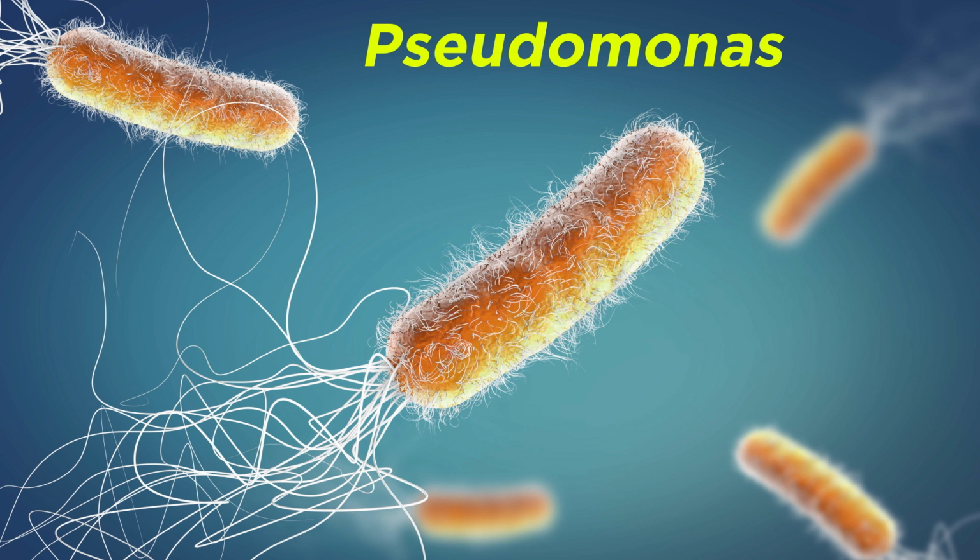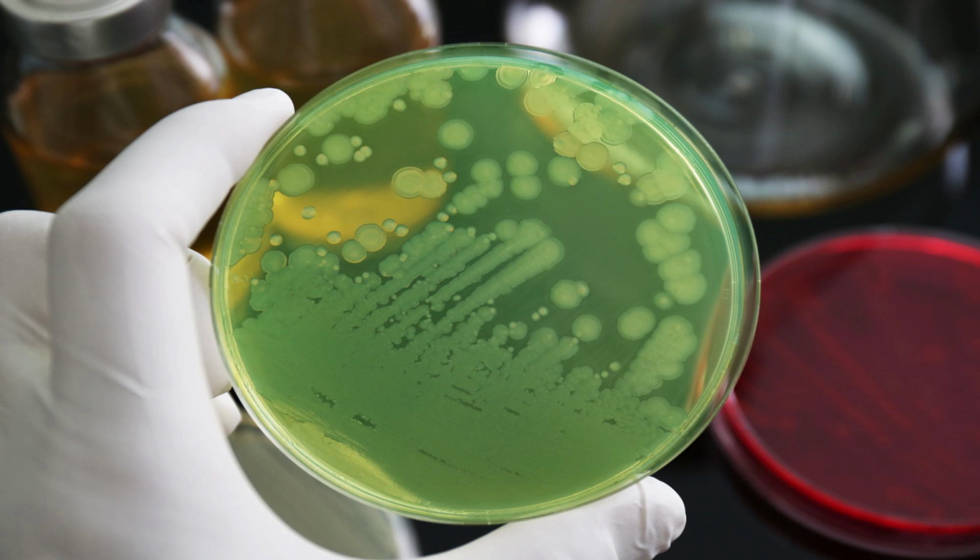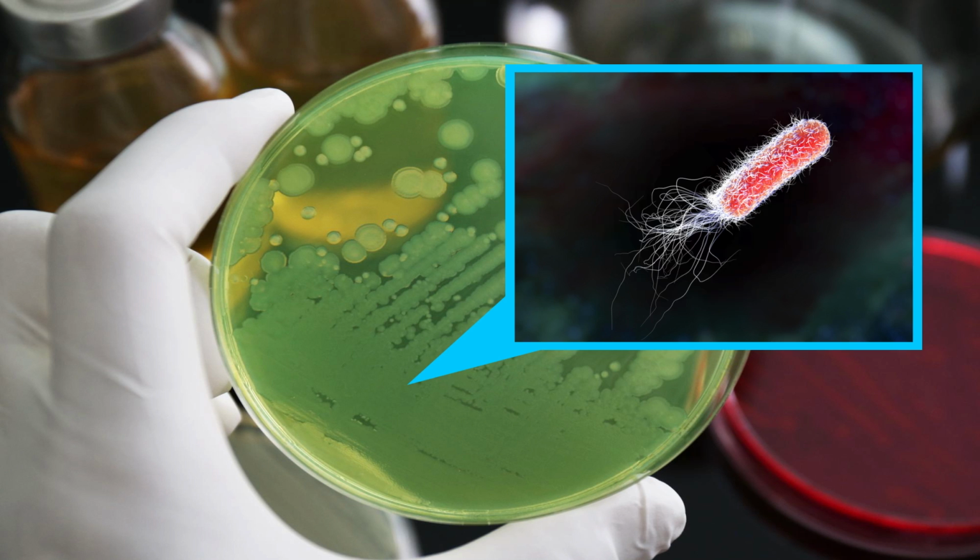Here's another strange example. There are bacteria out there called Pseudomonas that have evolved the ability to eat nylon. When placed in an environment where only nylon was available as food, the bacteria evolved until it was able to eat it. This demonstrates that even the most basic of life forms can adapt to the food an environment provides.